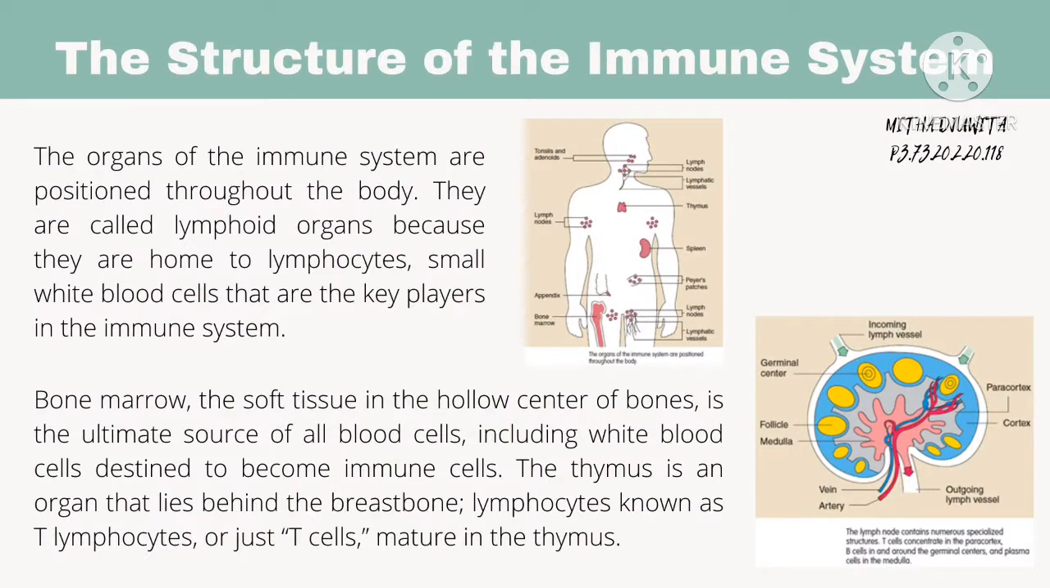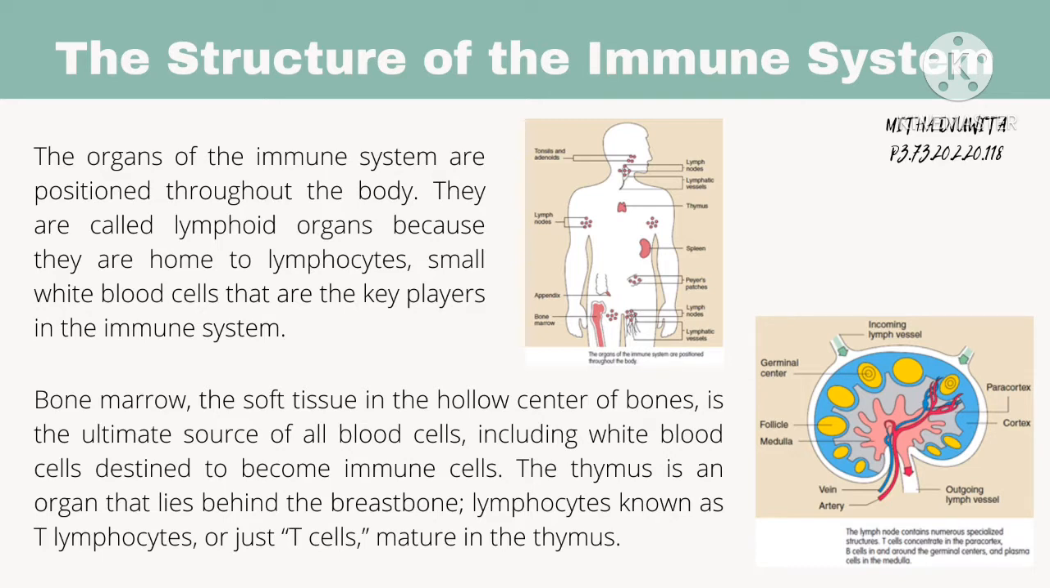The structure of the immune system. The organs of the immune system are positioned throughout the body. They are called lymphoid organs because they are home to lymphocytes, small white blood cells that are the key players in the immune system. Bone marrow, the soft tissue in the hollow center of bones, is the ultimate source of all blood cells, including white blood cells destined to become immune cells.